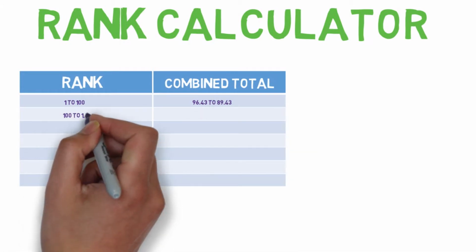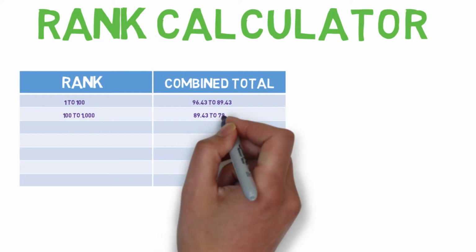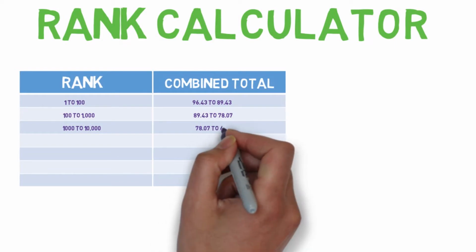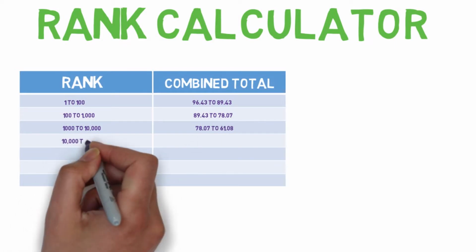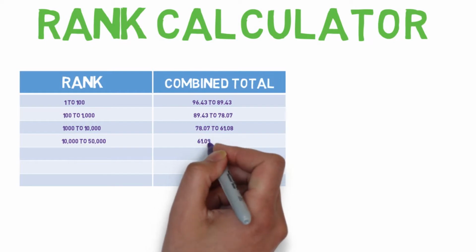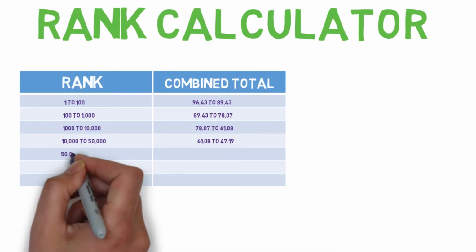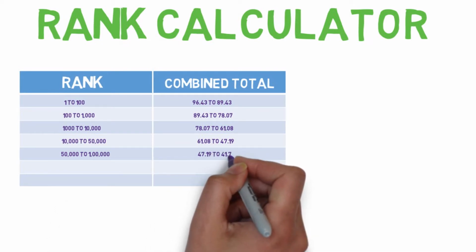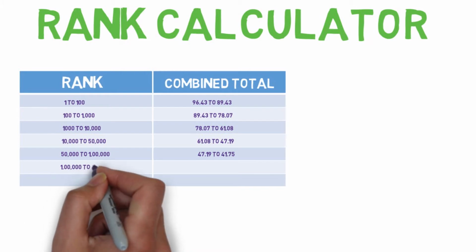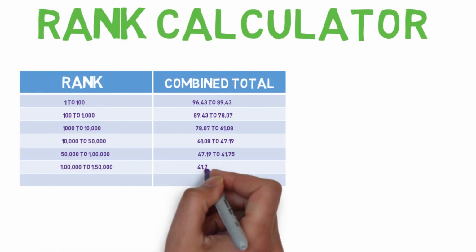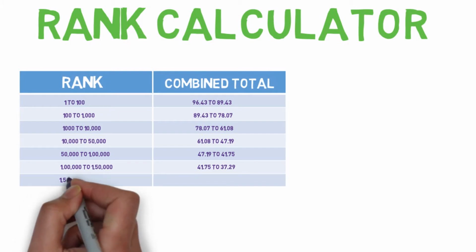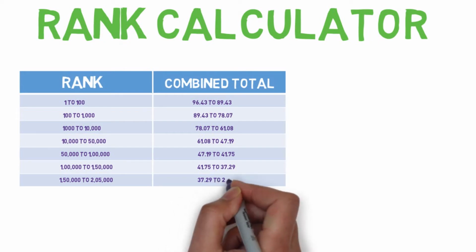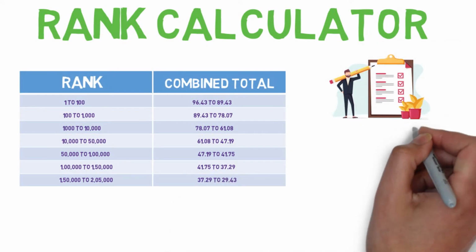If a student wants to secure a rank between 100 to 1000, his combined total should be 89.43 to 78.07. If a student wants to secure a rank between 1000 to 10,000, the combined total should be 78.07 to 61.08. If he wants a rank between 10,000 to 50,000, that is 61.08 to 47.19, then 50,000 to 1 lakh, 1 lakh to 1 lakh 50,000, and 1 lakh 50,000 to 2 lakh 5,000. This is a brief explanation. On the basis of the combined total, a rank is calculated.